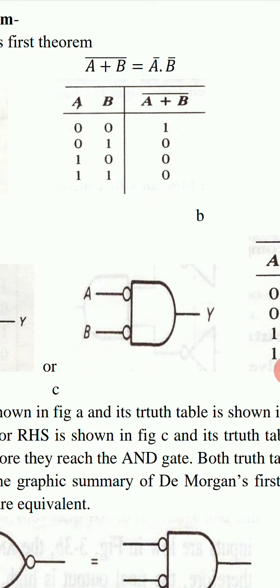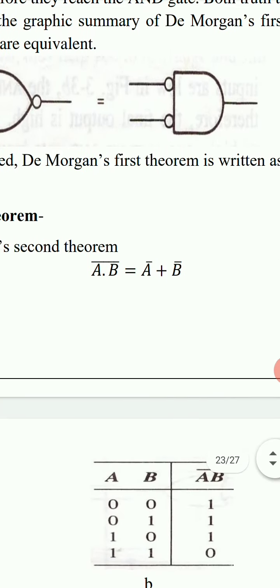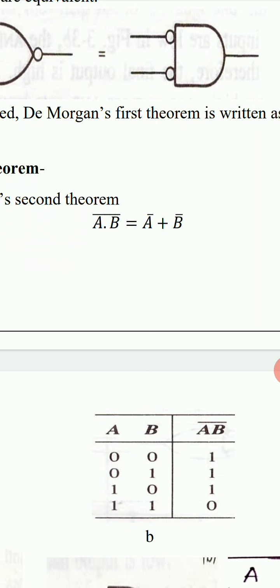First is (A plus B) bar equals A bar dot B bar. We write bar on each input A and B and change the plus sign to a dot sign. Similarly, in the second theorem, which is (A dot B) bar equals A bar plus B bar, here also we put bar on each of the inputs A and B and change the dot to plus.